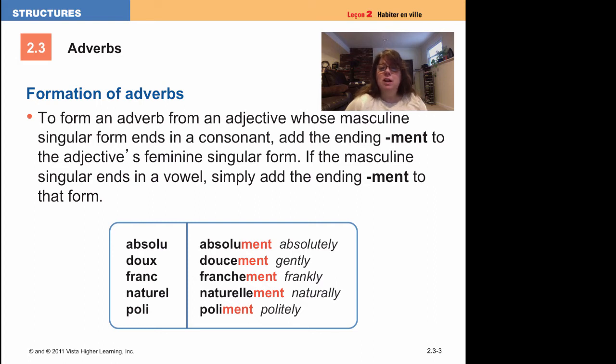Franc ends in a consonant, so we take the feminine form franche and we add ment. Franchement, frankly, honestly. Naturel, we take the feminine form, double that L, add an E. Naturellement, naturally. Poli ends in a vowel, so we just add the ment. Poliment. That is how we form all regular adverbs.